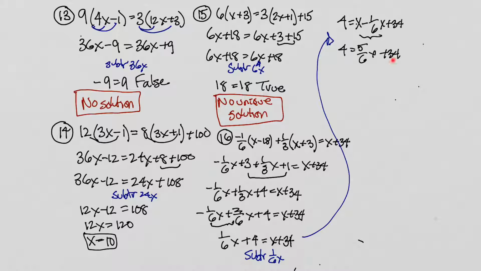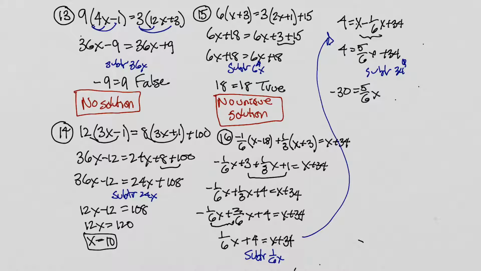Now, let's subtract that 34, right? So let's subtract 34. That's the plan. Let's subtract that 34. Now, if I subtract 34 from the left side, 4 minus 34 is negative 30. And that's equal to 5/6 x.